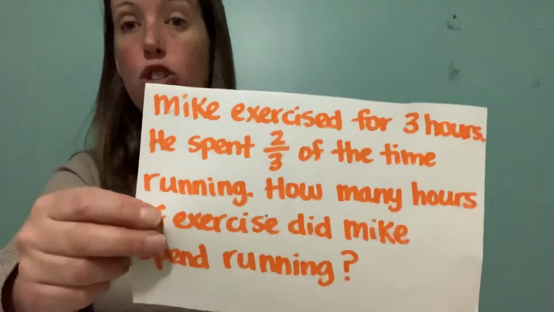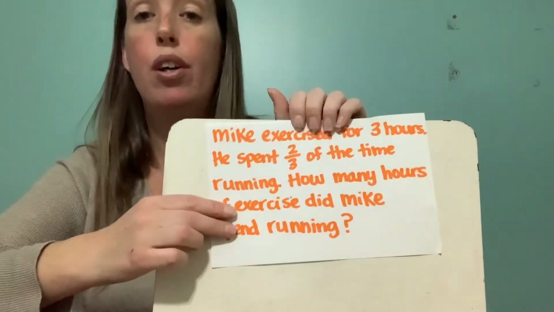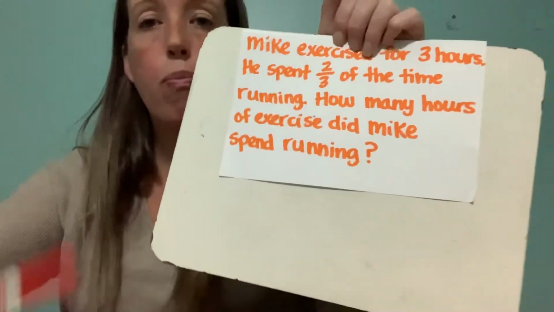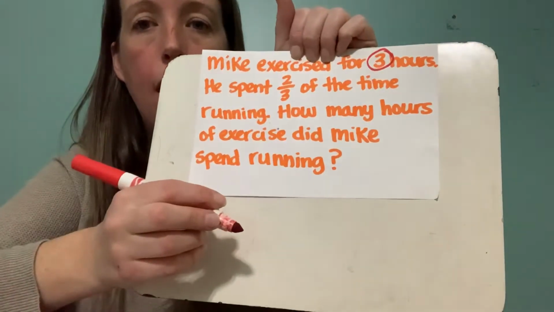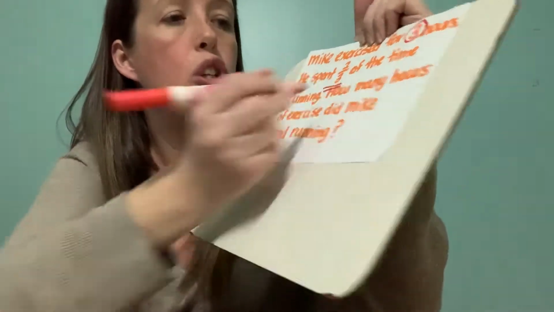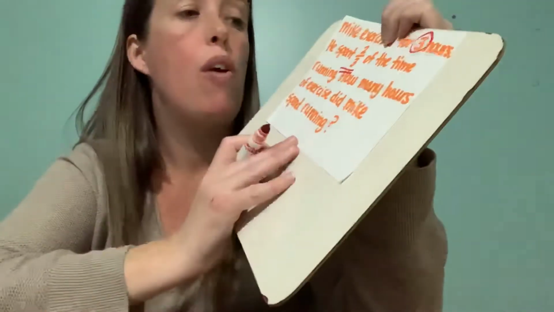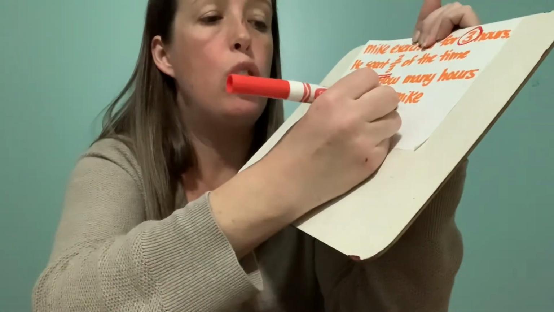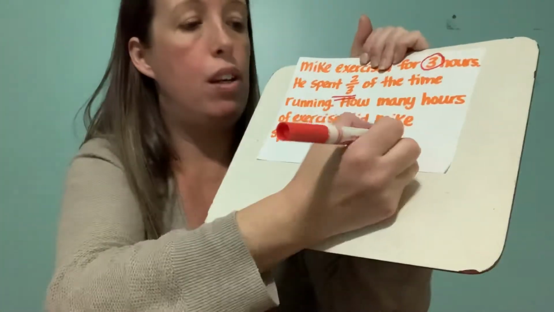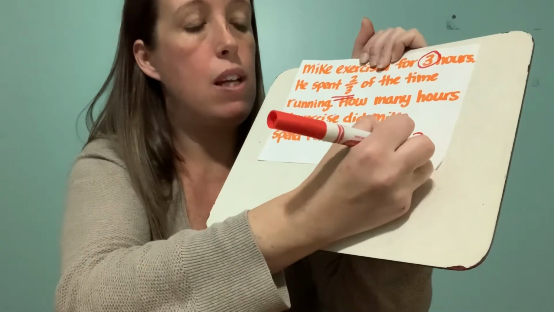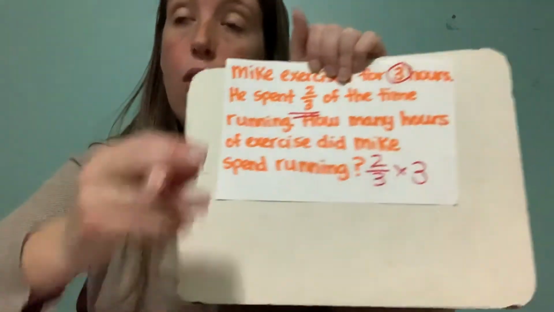Okay, if you need extra time, press pause on your screen and you can always resume. So 3 hours exercising, 2/3 of the time was running. So I need to find 2/3 of 3 hours. Now, listen carefully.